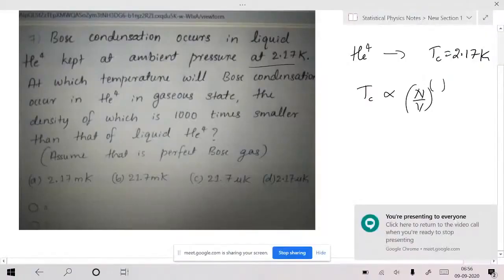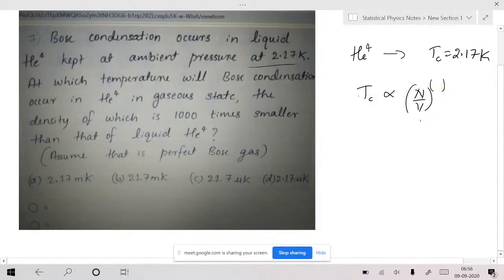I think after derivation I told you to remember this power. Am I right? This critical temperature, I think this is proportional to 2/3. Am I right? 2/3 here. Okay. So now suppose again the new Tc.